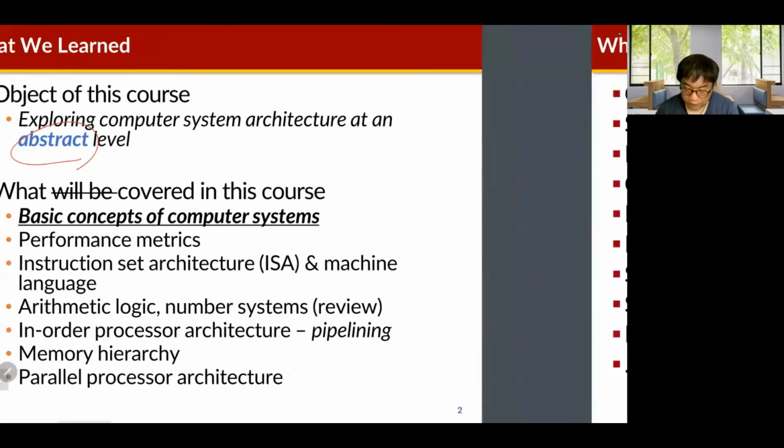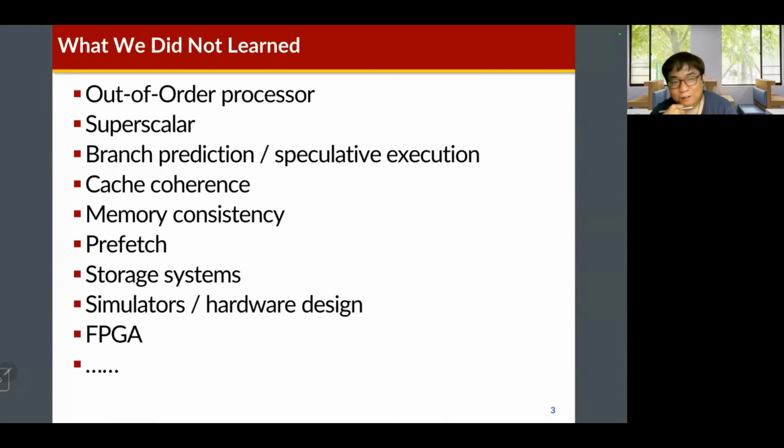But what did we not learn? These are some advanced topics in the computer architecture field. Actually, we did not learn about out-of-order process architecture, even though most modern processors implement out-of-order processing.